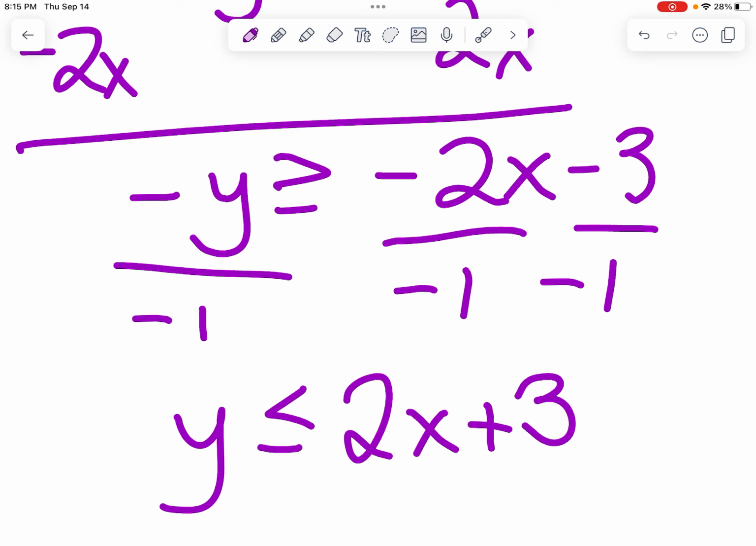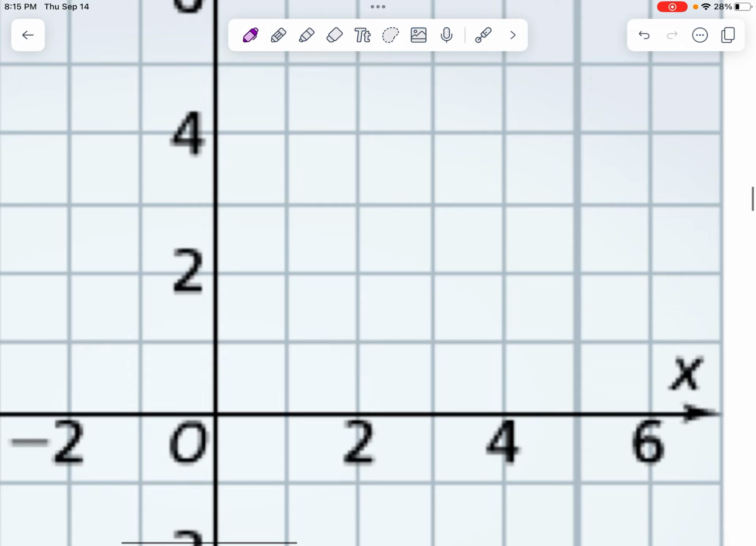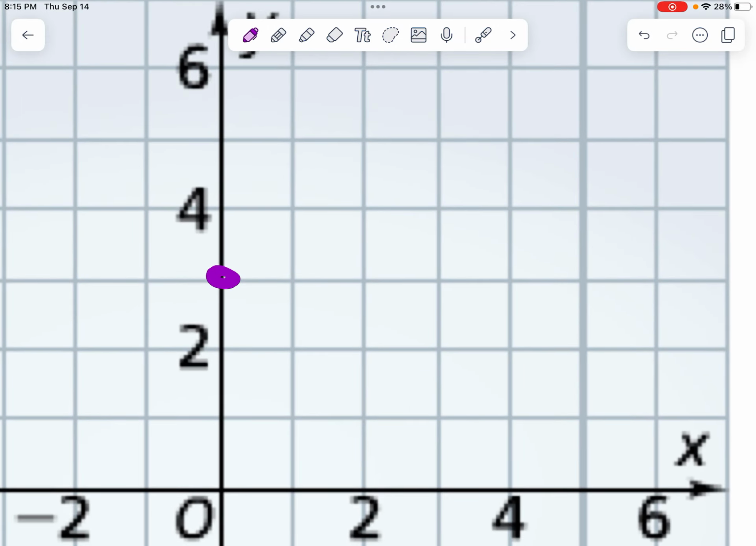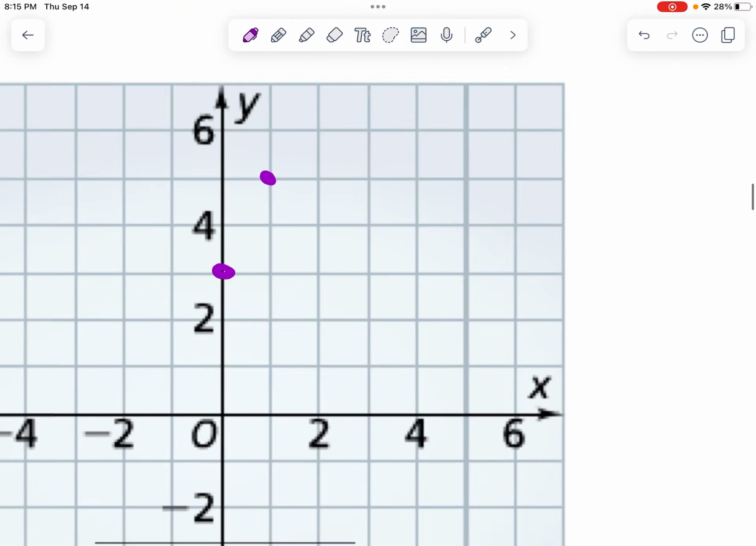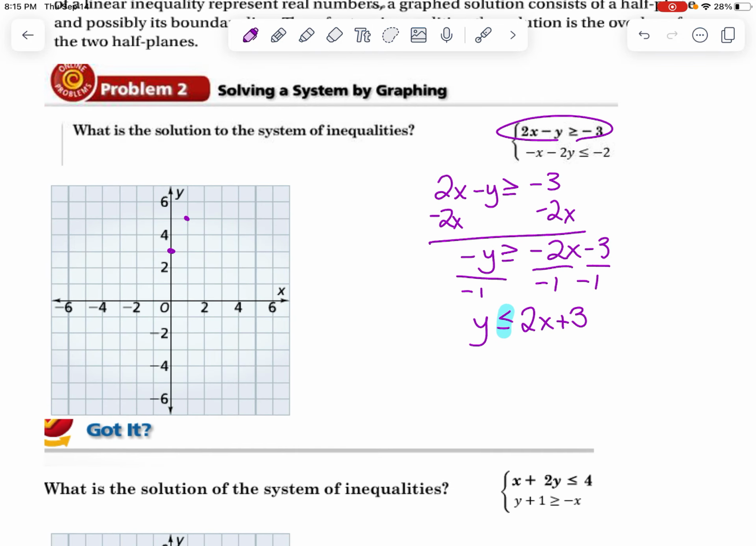And now it's time to graph that inequality. So we're going to take this and we're going to graph it. We're going to use our normal graphing skills where we go up 3. And the slope was up 2 over 1. And that was a solid line. Again, if you need refreshing on that, please ask. Solid and shading below.